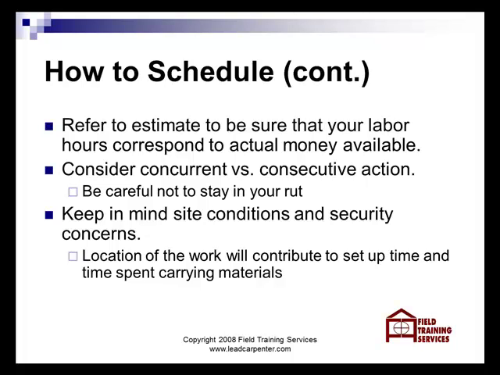The next thing is to think about concurrent versus consecutive actions. And be careful not to stay in your rut. Now basically what this means, and I vaguely referred to it a second ago, is that in order for a lead carpenter to stay on a job while the job is going, sometimes they have to get out of our normal sequences. For example, sometimes you're going to want to get all your subs in there at the same time so they can work out their own little problems in terms of who gets this space and who gets that space. On other occasions, you can't have all those people in there. You have to bring them in one at a time.